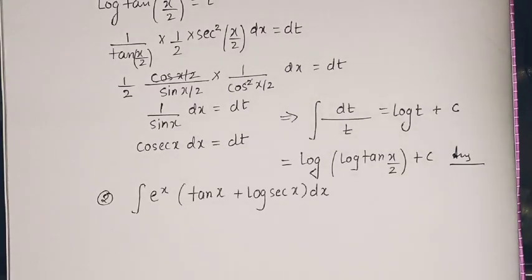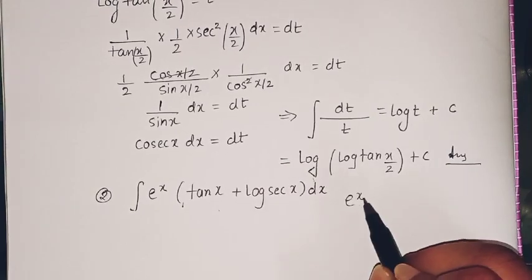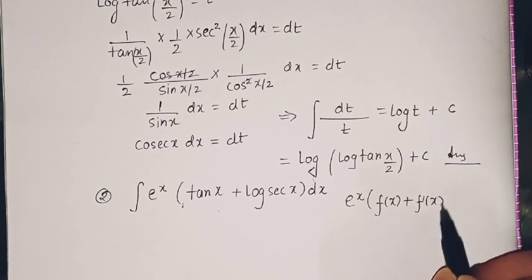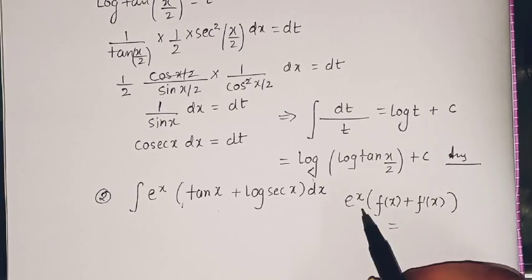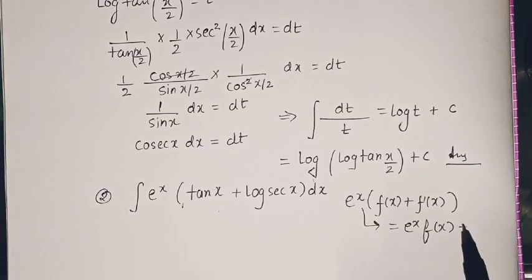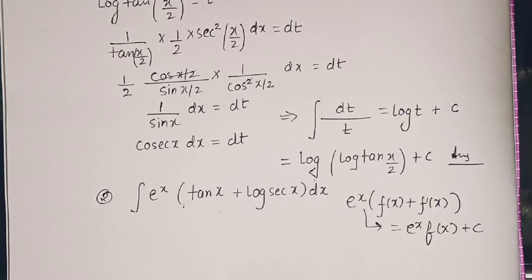Integration of e to the power x into tan x plus log sec x dx. If you notice it carefully, you can see two functions inside this bracket. Have you ever noticed one of the form e to the power x into f of x plus f dash x? The answer directly comes out to be e to the power x f x, but you have to apply the LIATE rule and then complete the question.